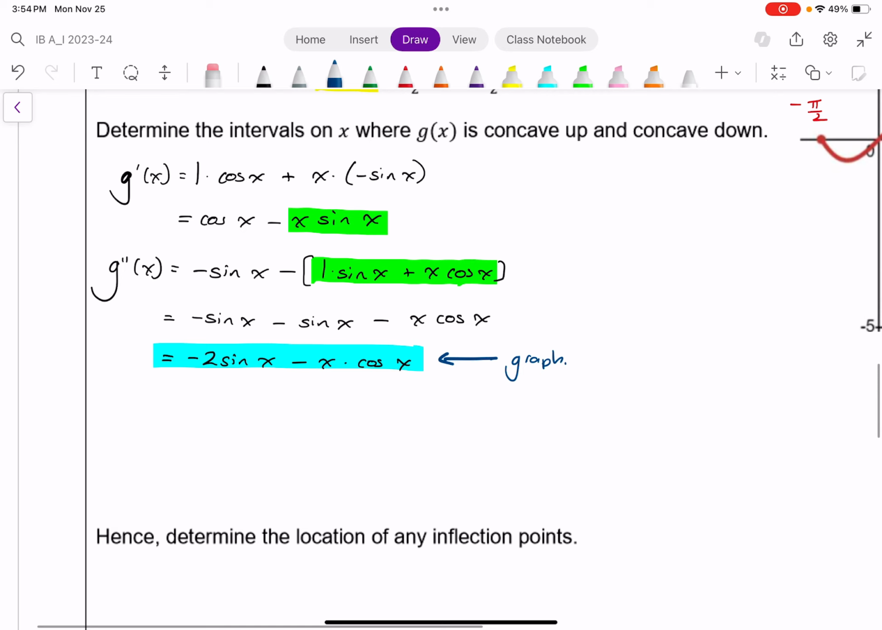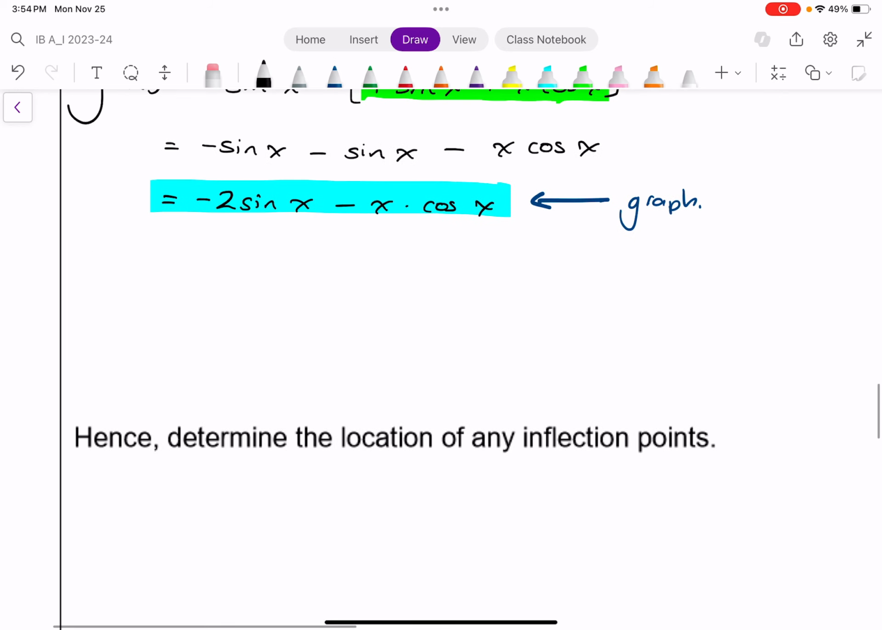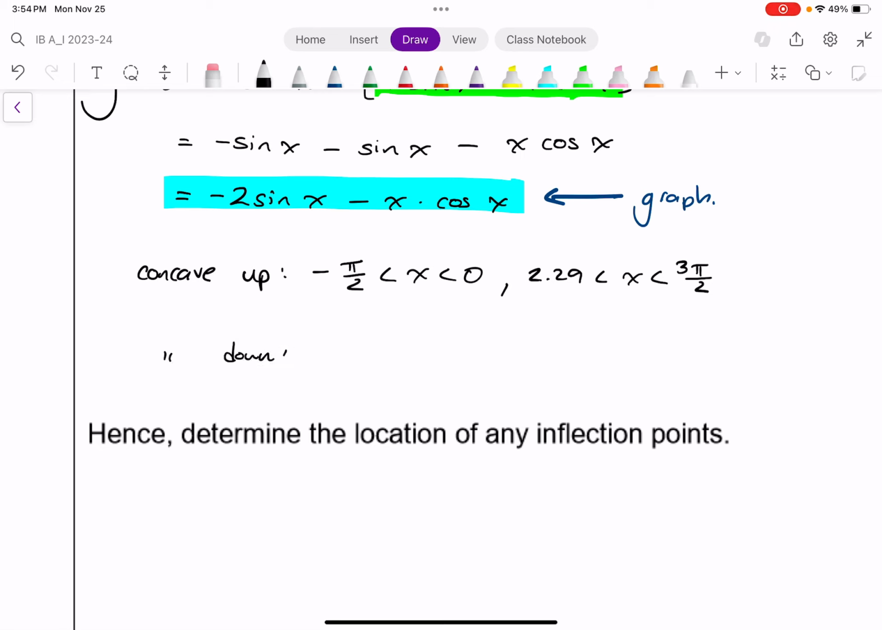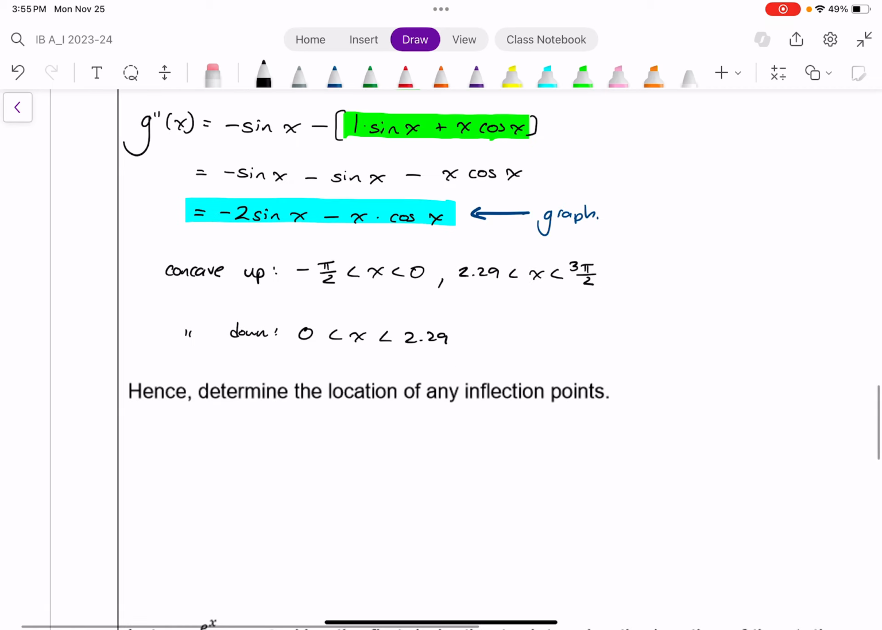So where is it concave up? From x equals negative pi over 2 to 0, as well as approximately 2.29 up to 3 pi over 2. And it's concave down in between those, so from 0 to approximately 2.29. And so hence I have found the inflection points.